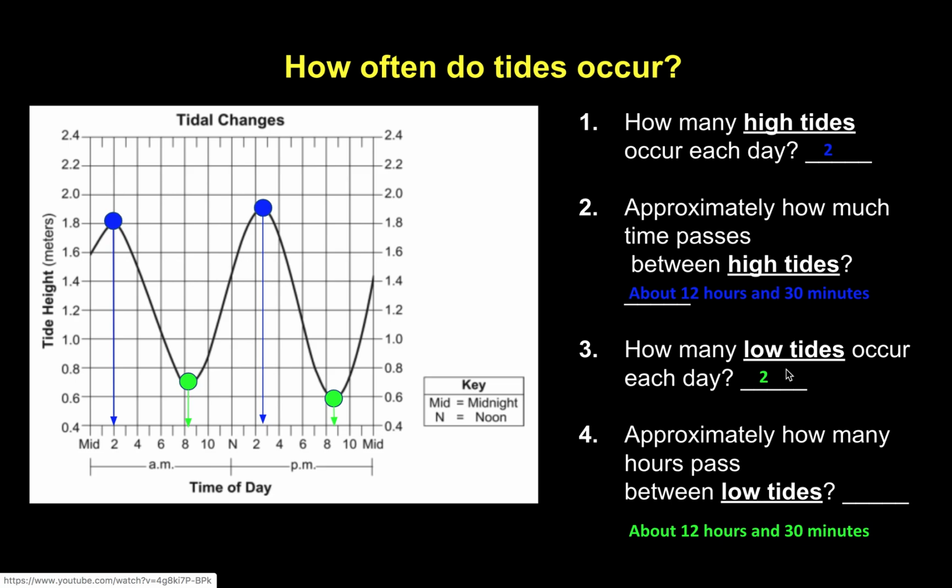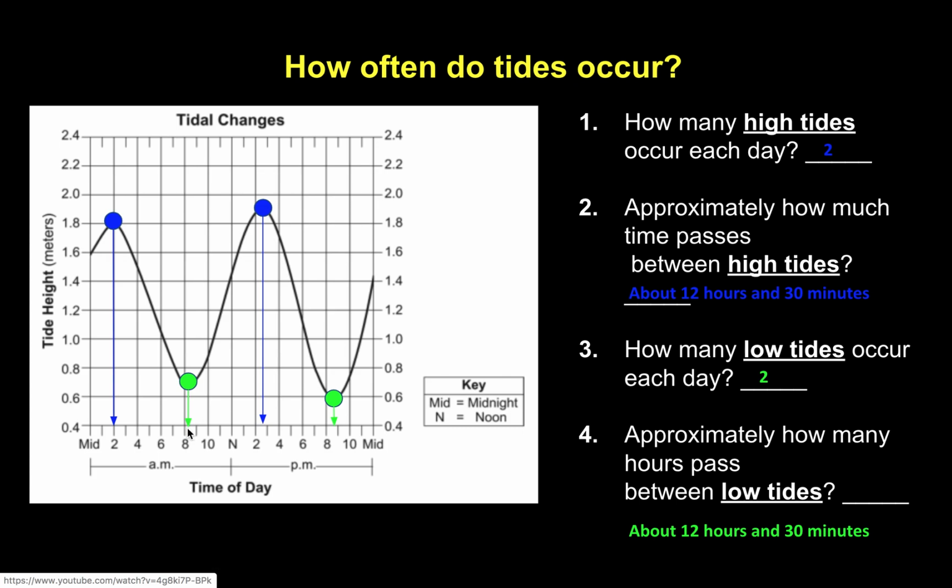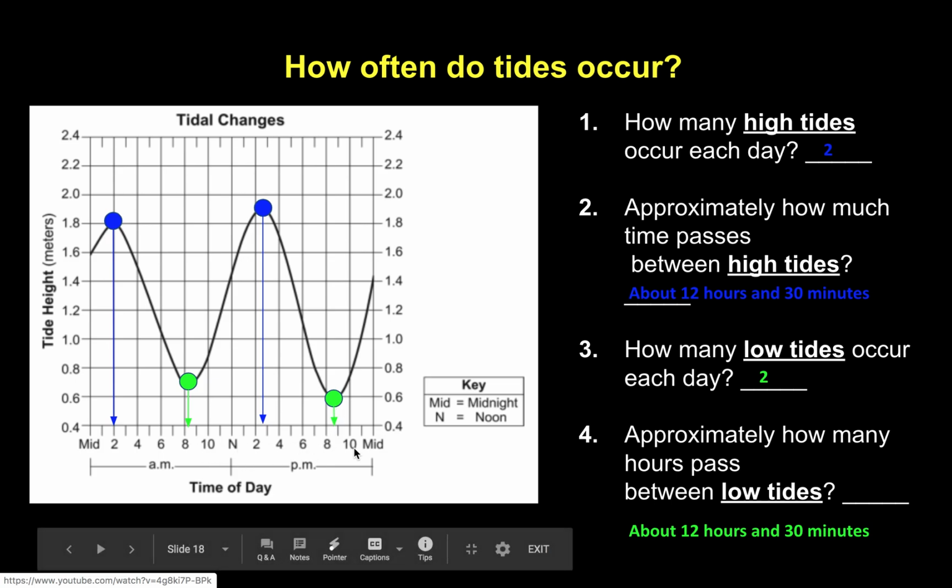How many low tides occur each day? Well, low tides are where these green dots hit, the lowest points in the tidal height. And 2 occurred within the day. And approximately how many hours pass between low tides? We can see that the first low tide occurred around 8:15, and then the second one occurred around 8:45 p.m. So again, that's about 12 hours and 30 minutes difference.